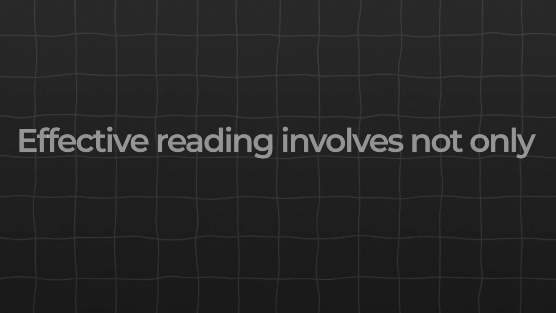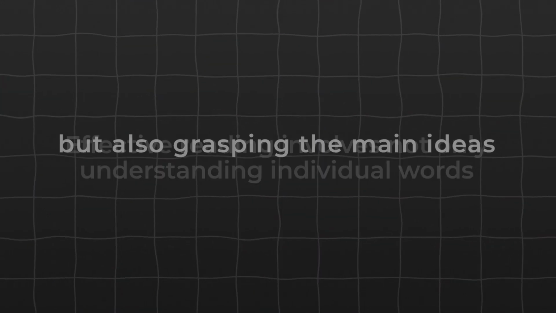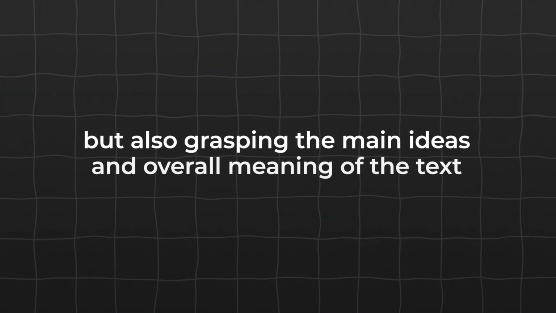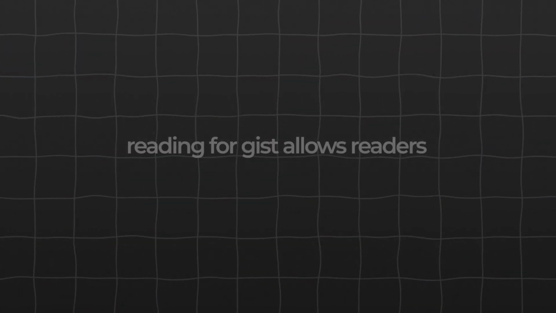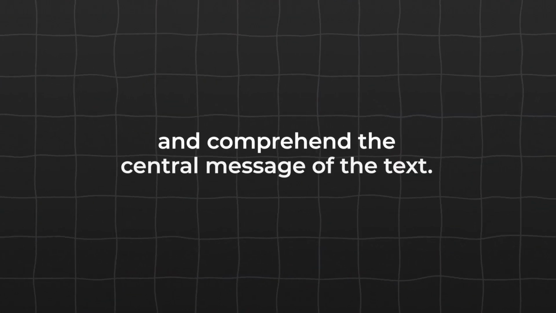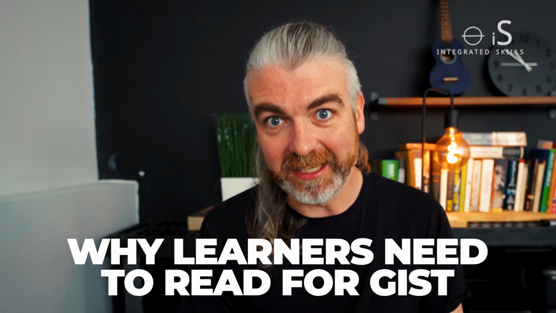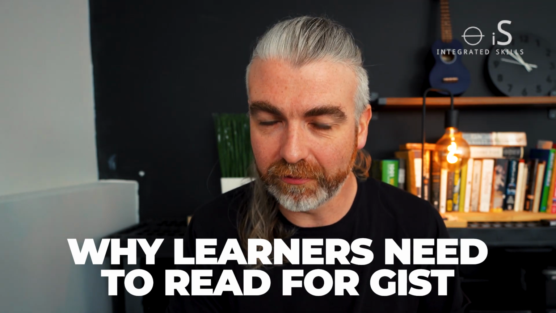Jeremy Harmer says, effective reading involves not only understanding individual words, but also grasping the main ideas and overall meaning of the text. Reading for GIST allows readers to quickly identify key information and comprehend the central message of the text. So there's a good rationale that could go into your assignment for why learners need to read for GIST. Here's a good example of a GIST task.